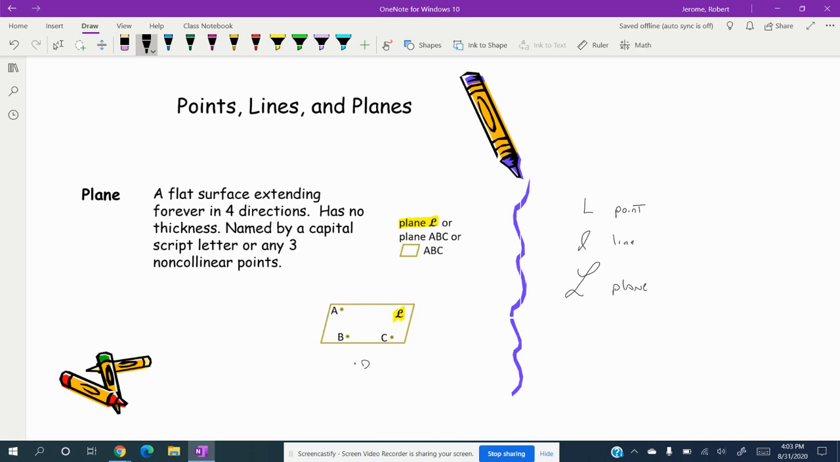The other way to name a plane is by using 3 non-collinear points. So we're not going to call it A, B, and C. It's plane ABC, or we could use the icon. Now, that means we have to know what non-collinear means. So really, this is the introduction point where we start picking up our vocabulary for geometry class. And we see that on the next screen.